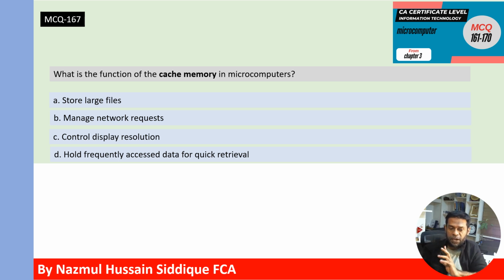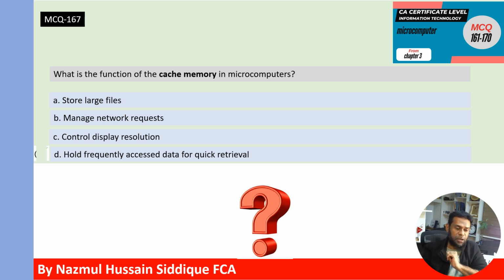We have to find out the function which is correct for cache memory in a microcomputer. Correct option is D. Holding frequently accessed data for quick retrieval is the function of the cache memory in microcomputers.